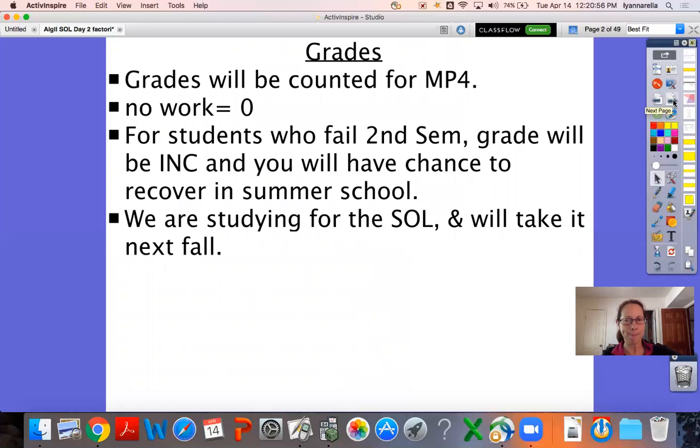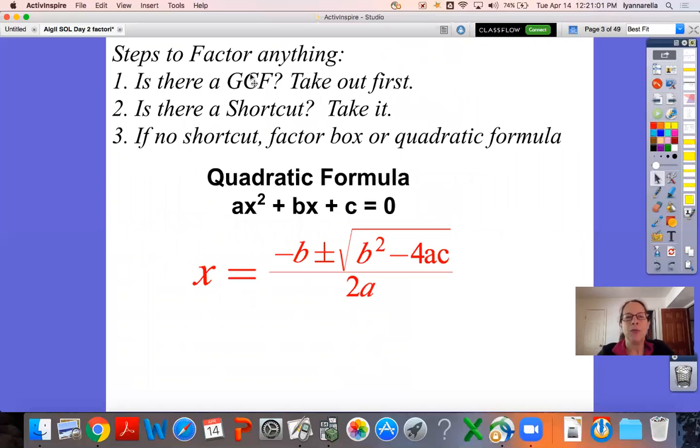All right, are you good? Yes. Okay, moving on. So GCFs, greatest common factors. If you're factoring, that's always the first step. You want to make everything as small as possible. You don't want it to be big. If you can't find a GCF, then you want to look for a shortcut. Shortcuts go really quickly like this. You don't want to do a factor box if you can do a shortcut instead. And then if you can't do a shortcut or a GCF, you want to do a factor box or use the quadratic formula. And of course, here's the quadratic formula.